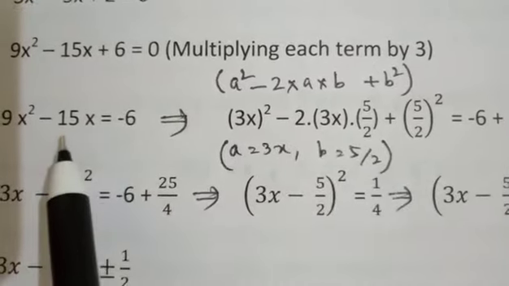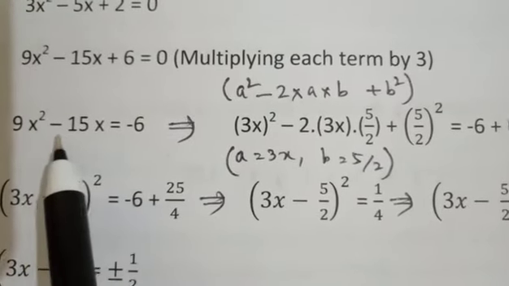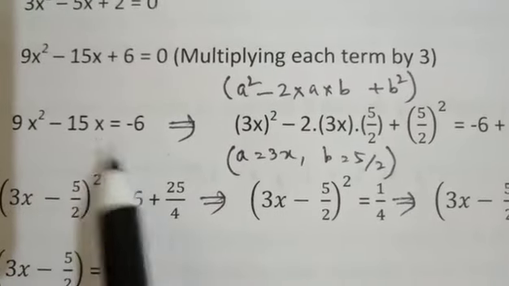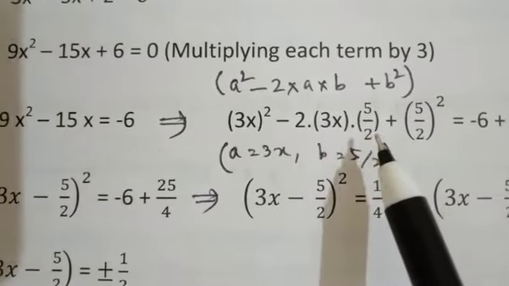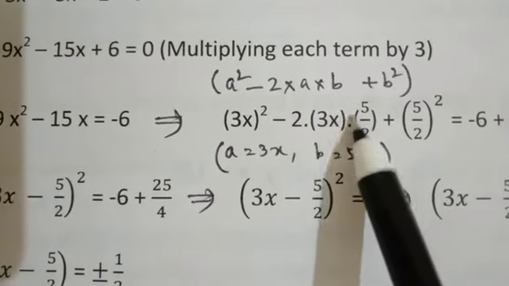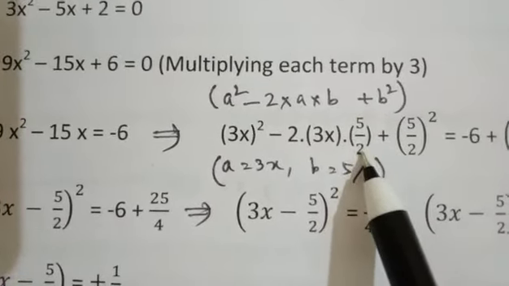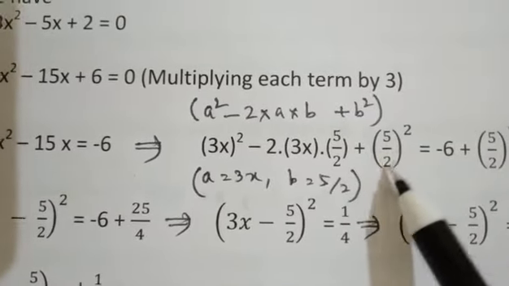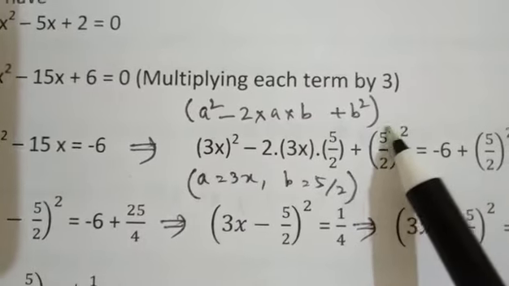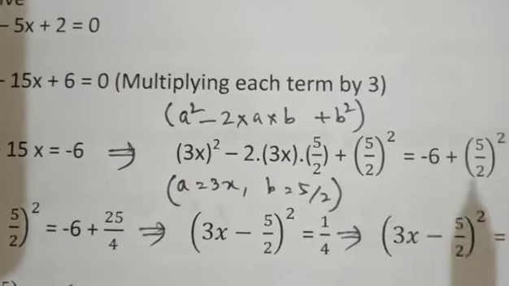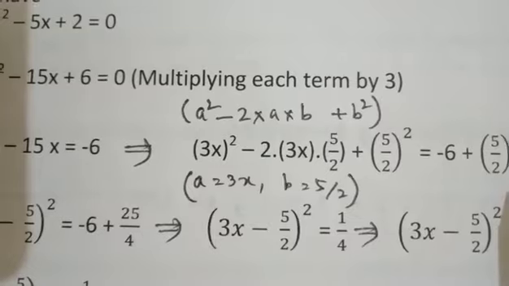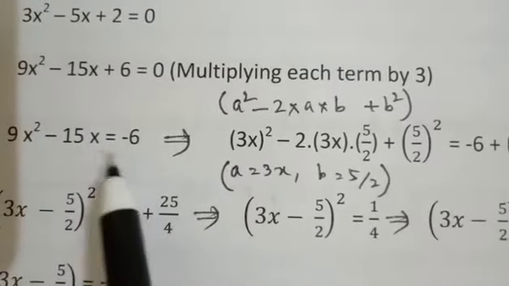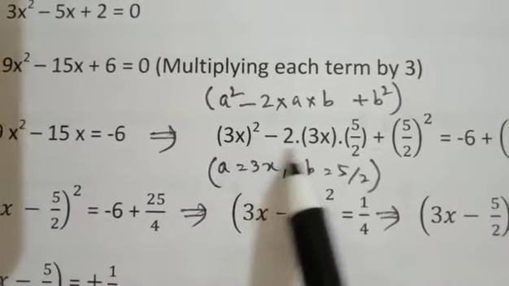Now I have split the term 15 in this format, and on the basis of this I got the value of b as 5 by 2. So the last term should be b square. So I have written 5 by 2 whole square. In the LHS also I have added, in the RHS also I have added, because this term was not present here. And why are we doing it?